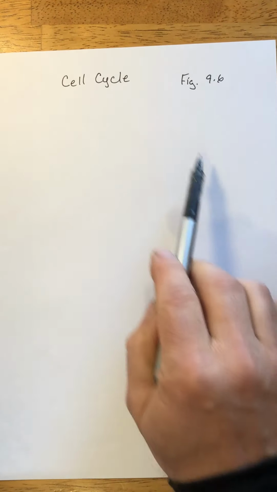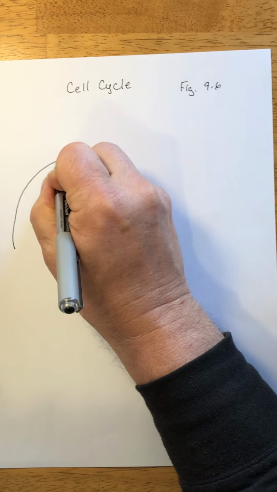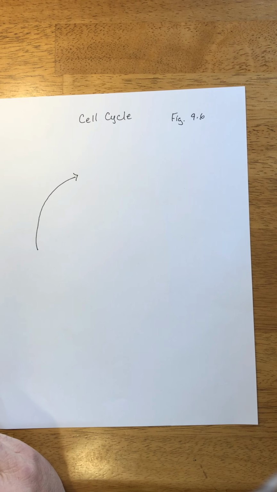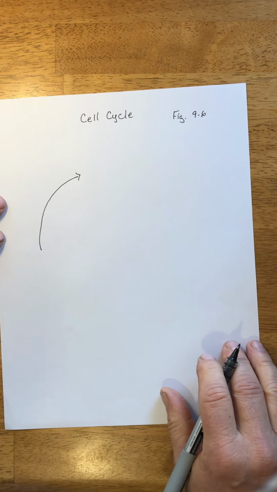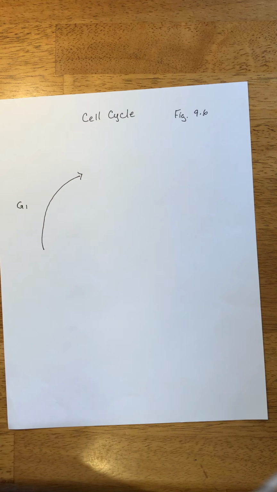We'll use pretty much all of the paper. The top half of the paper will be used for the cell cycle itself, and then we'll do a little bit of labeling down on the bottom. So we start off, this is going to look like a wagon wheel. The first phase or stage of the cell cycle is what's called G1. Your book will explain G1 as a gap phase. To me, it's almost like a growth phase.